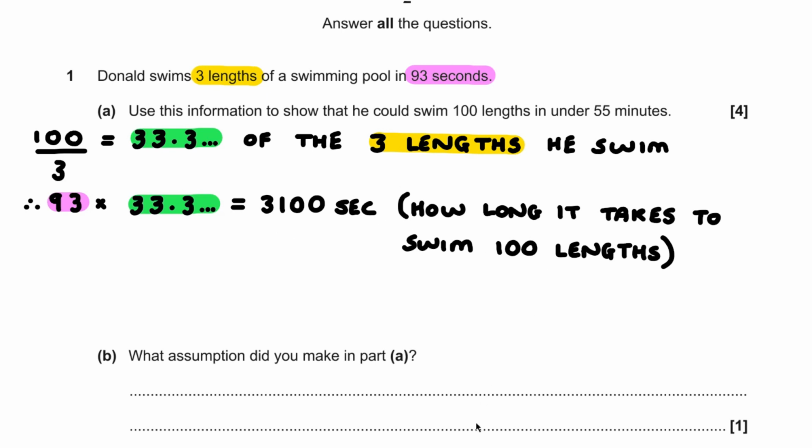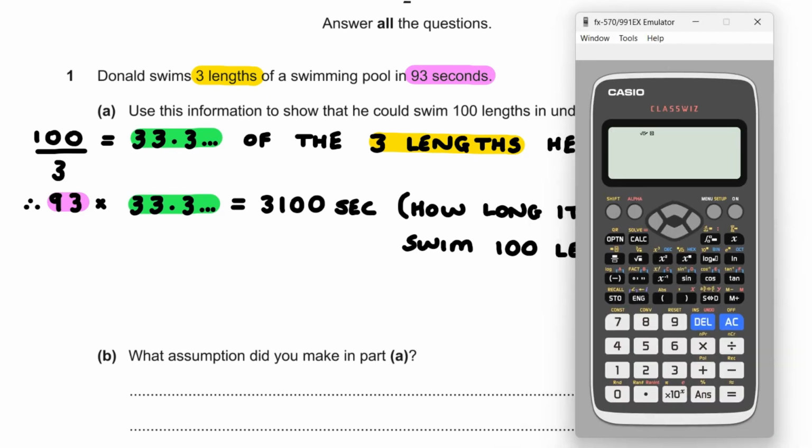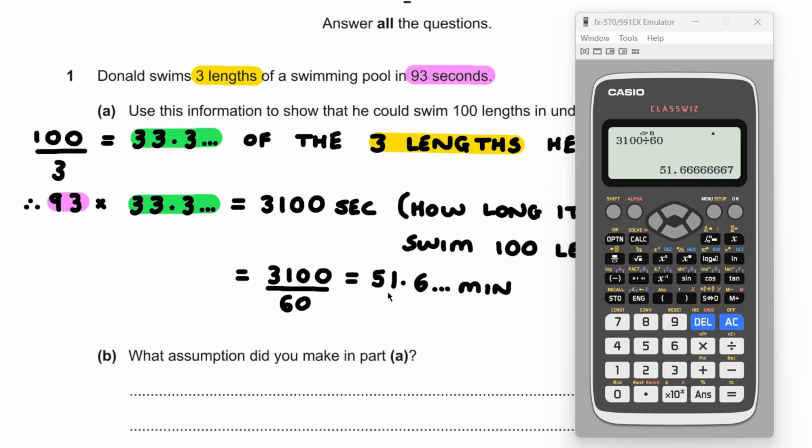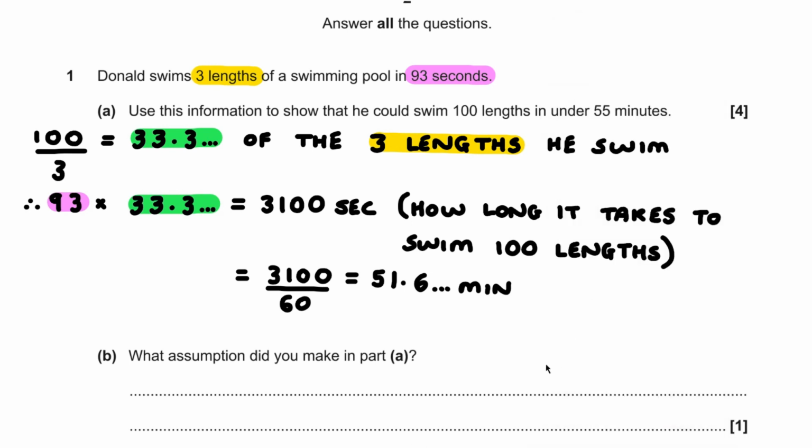Now we can convert this into minutes by dividing by 60. So if I do 3,100 divided by 60, we end up with 51.6 etc. minutes, and this is less than the 55 minutes. Hence, this statement is true.